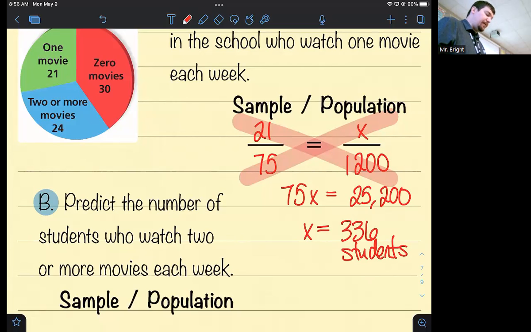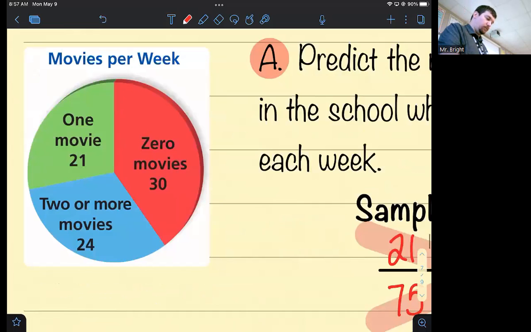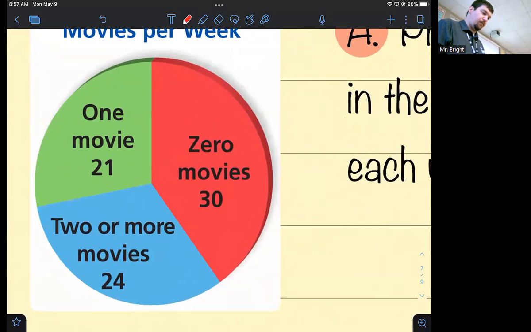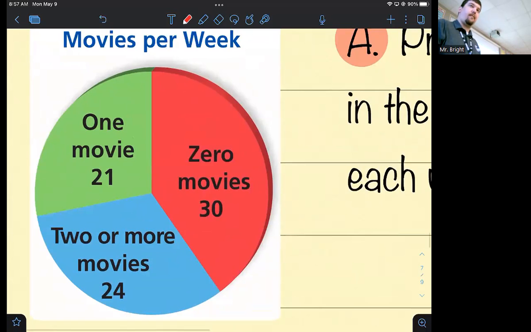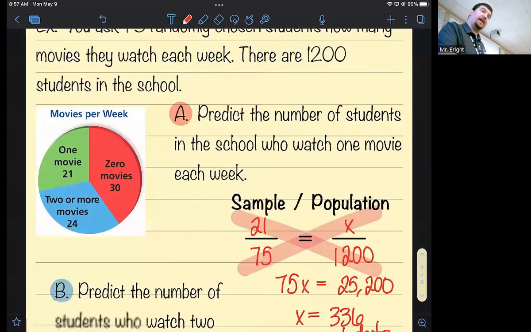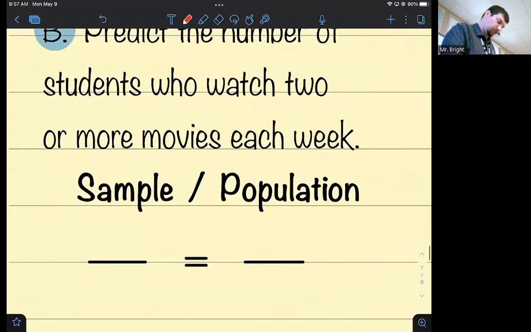Part B, predict the number of students who watch 2 or more movies in a week. 2 or more. Rayleigh, how many students that we surveyed watch 2 or more movies in a week? 24. And how many did we survey?